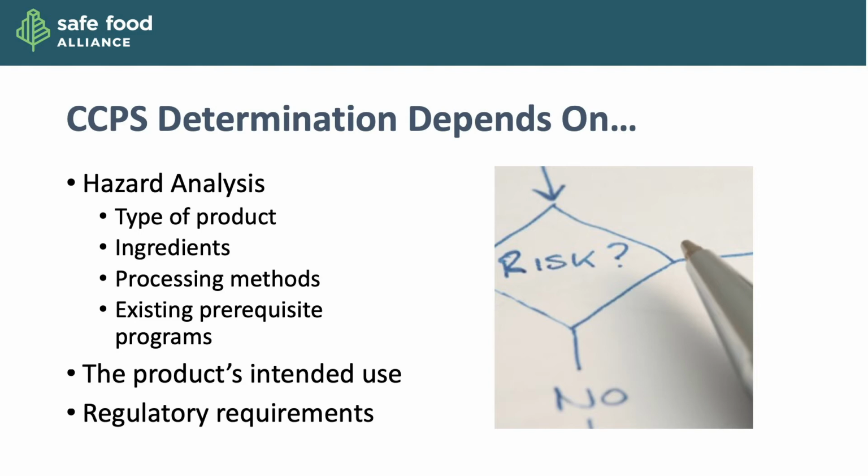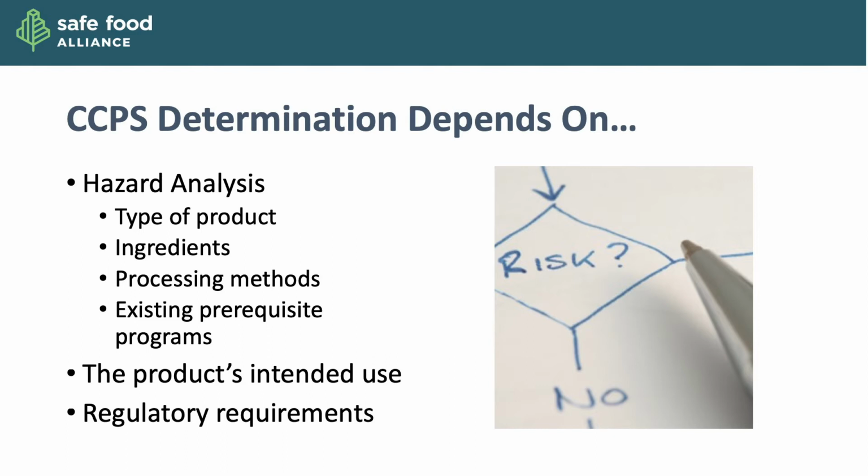So it's really dependent upon the type of the product, the ingredients, processing methods, and how well implemented and applied your existing prerequisite programs are. So those all have a factor in determining whether or not you need a critical control point at a certain step. So the answer to how many critical control points should a company have, well, it's really as many as is necessary to make sure that those hazards have been prevented, eliminated, or reduced to a safe and acceptable level.